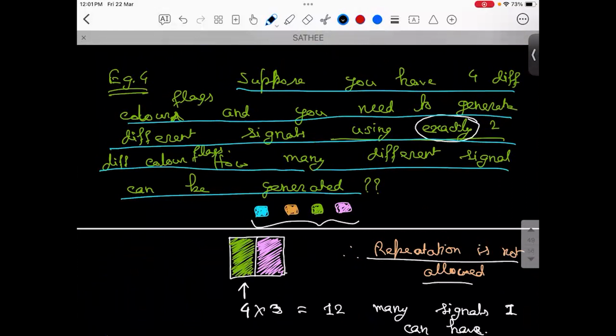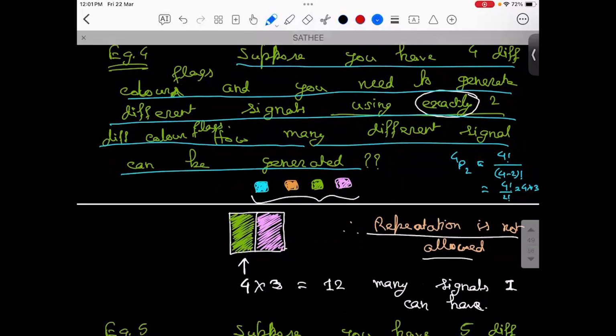So four different colors we have, so n equals 4, and how many elements can we take at a time? Exactly two elements we will choose at a time. So the formula will be 4P2, that is 4 factorial divided by (4 minus 2) factorial, which will give us 4 factorial divided by 2 factorial, which will give us 4 into 3.